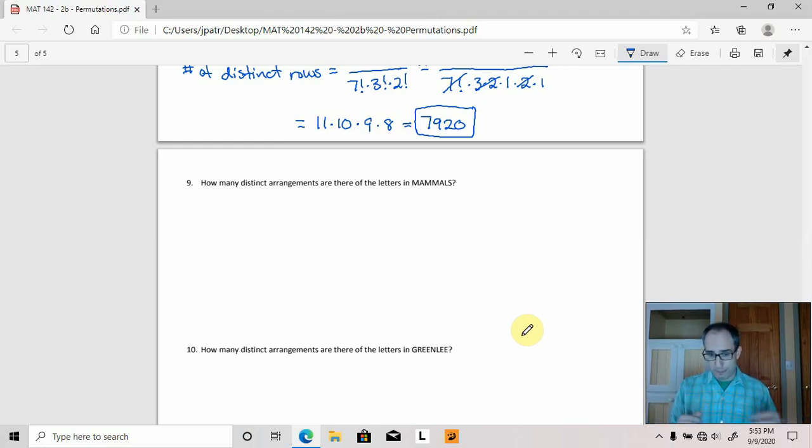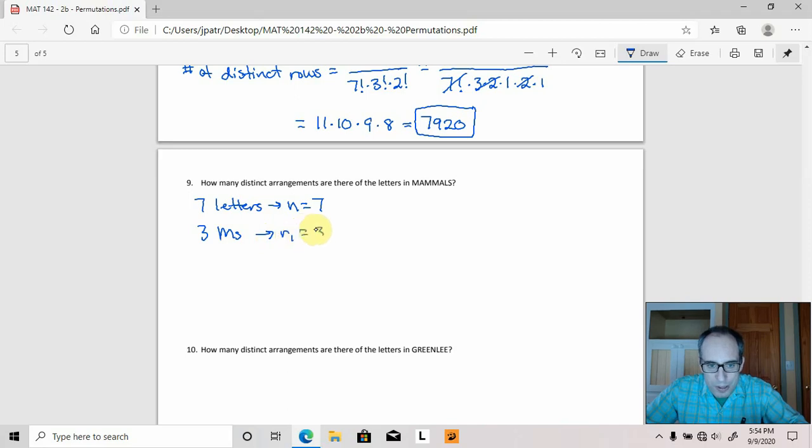But with mammals, I guess the first thing is how long is that word? It's 7 letters, right? So with 7 letters, that tells us that N is 7. But then what repeats? Well, M repeats. We got 3 of them. So we got 3 M's. And so that would mean that R1 is 3. And then we've got 2 A's. A repeats, right? So 2 A's, which would mean that R2 is 2. And that's basically it, because then L and S just show up once.